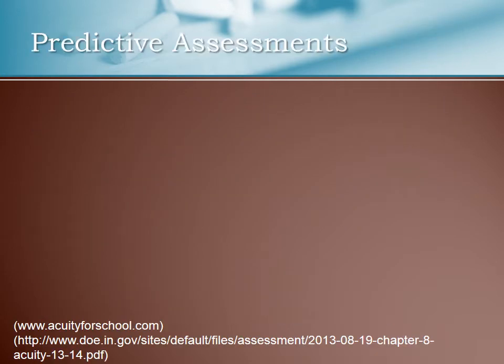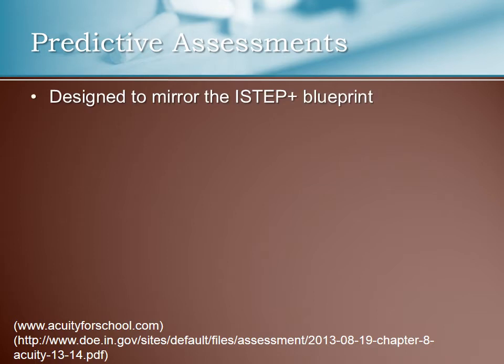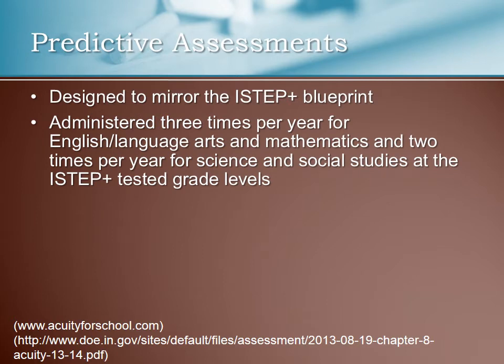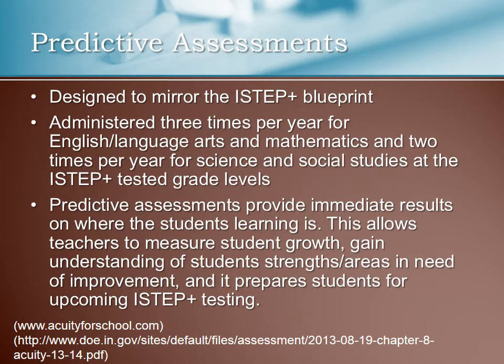Predictive assessments. Predictive assessments are designed to mirror the iStep Plus blueprint. They are administered 3 times per year for English language arts and mathematics, and 2 times per year for science and social studies at the iStep Plus tested grade levels. Predictive assessments provide immediate results. This allows teachers to measure student growth, gain understanding of student strengths and areas in need of improvement, and it prepares students for upcoming iStep Plus testing.